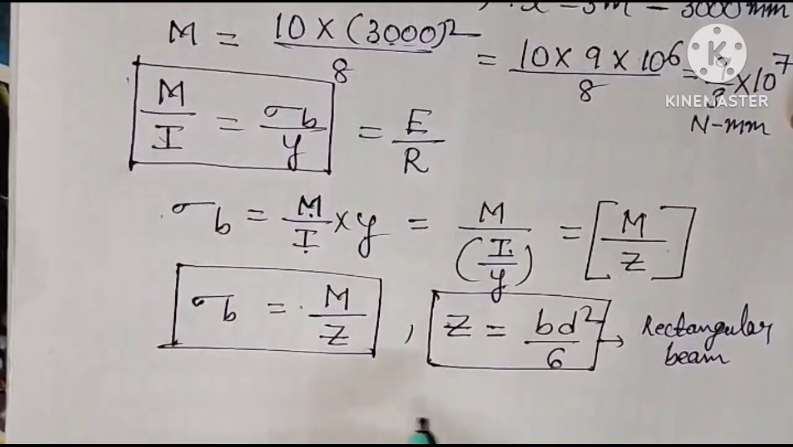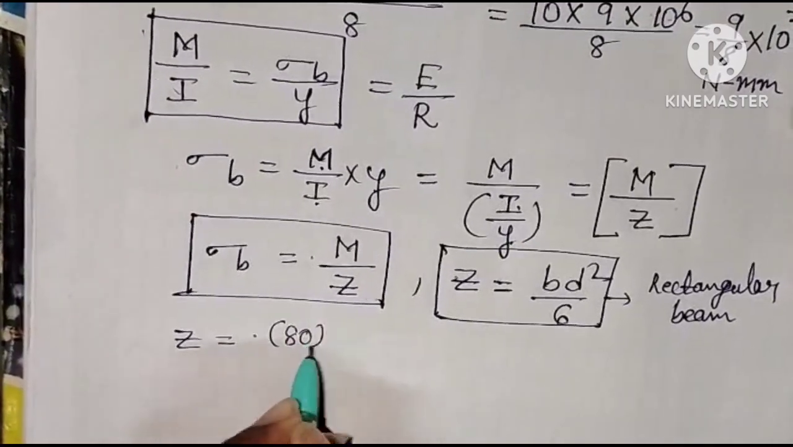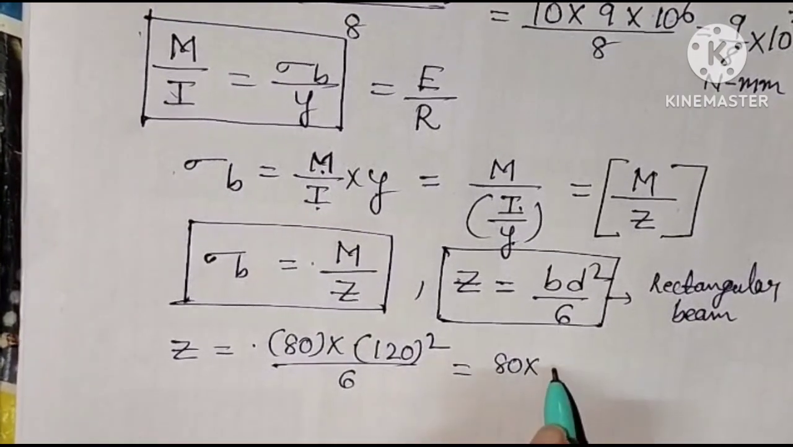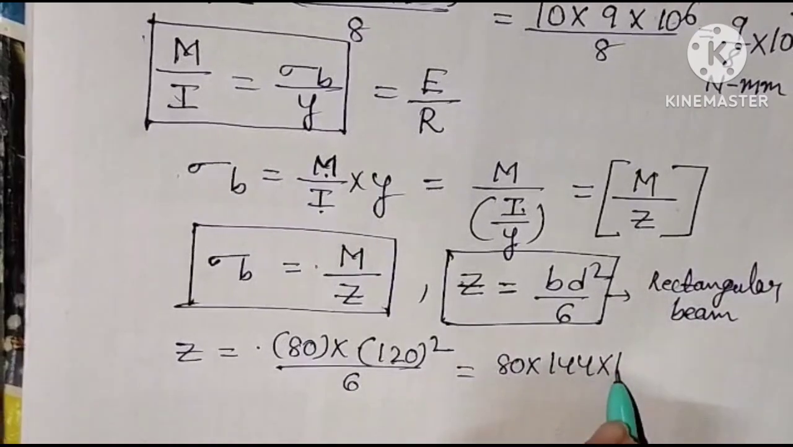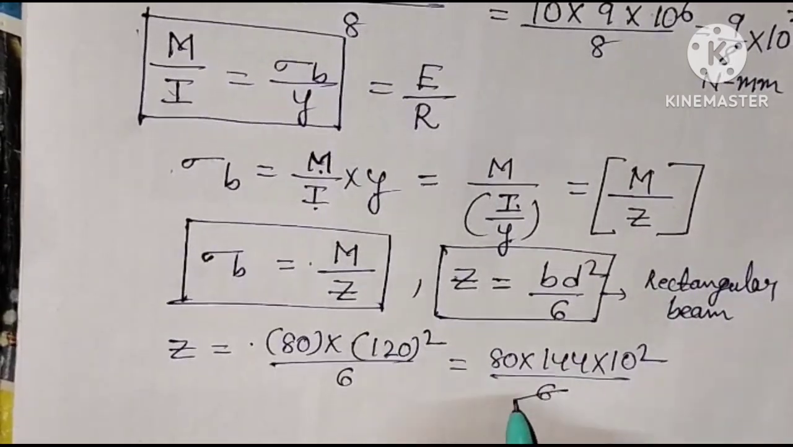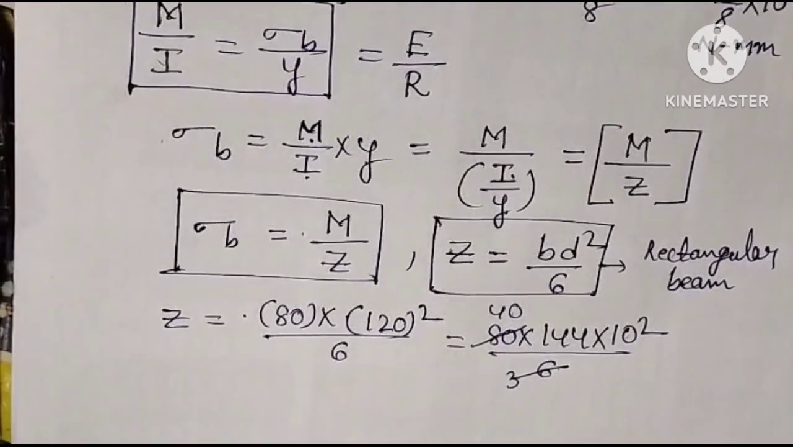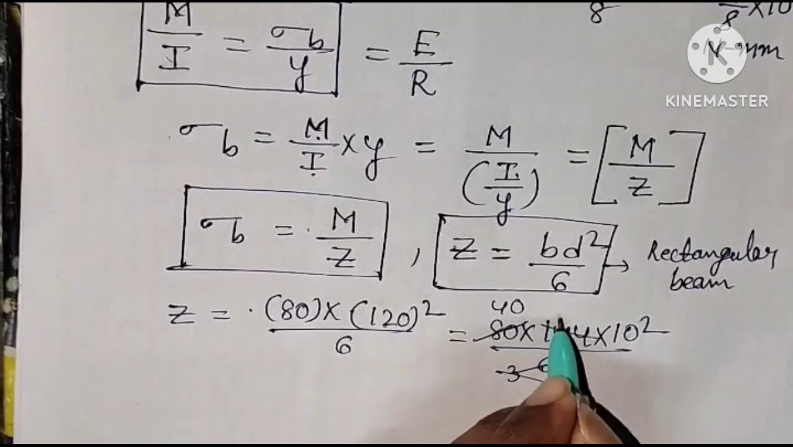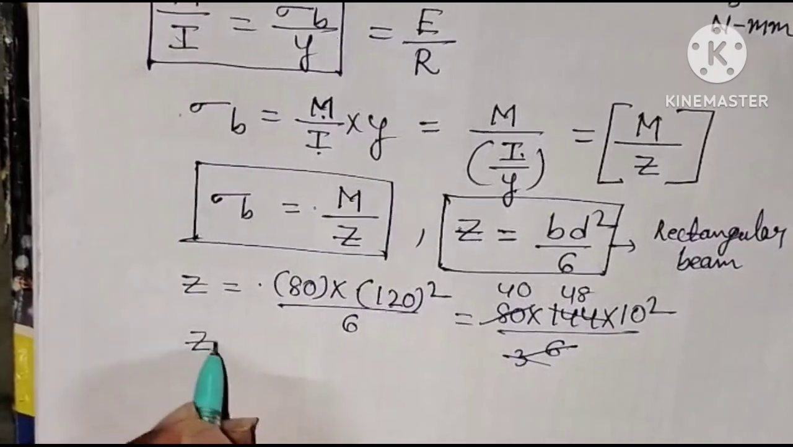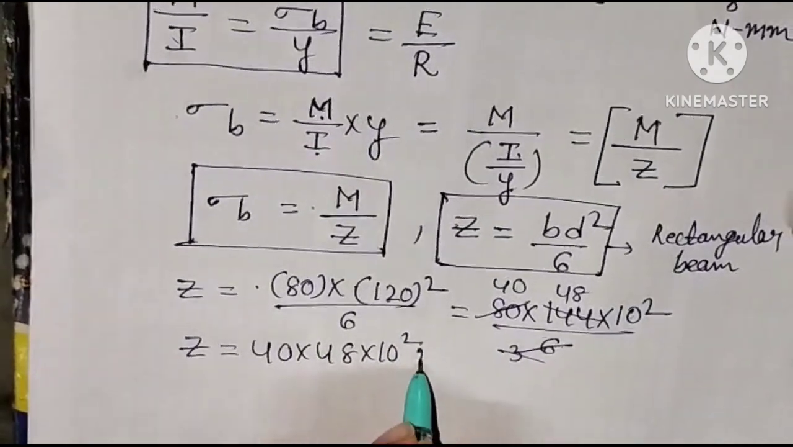Now we need maximum bending stress sigma B. Now find section modulus. Z is equal to B value, 80, into D square, 120 whole square, by 6. 80 into 120 whole square means 80 into 144 into 10 square by 6. So you will get Z is equal to 40 into 48 into 10 square mm cube.